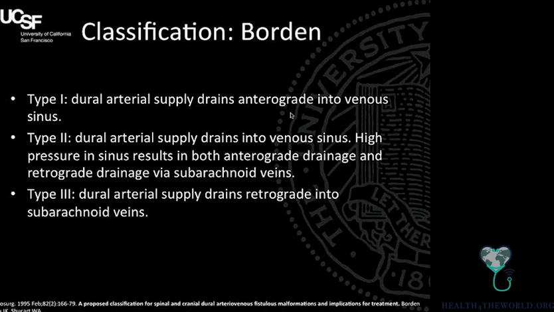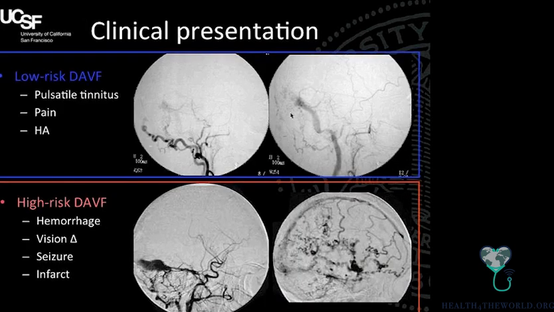This sort of classification is just a simplification of the Cognard classification. So I mentioned low-risk dural fistulas. They present obviously with pulsatile tinnitus, pain, sometimes headache.